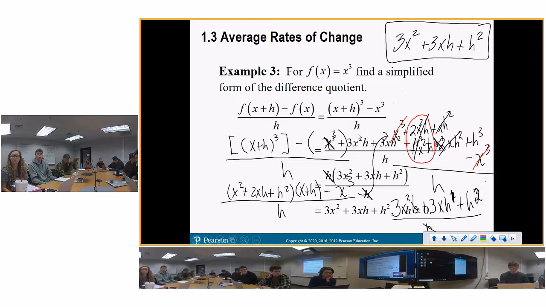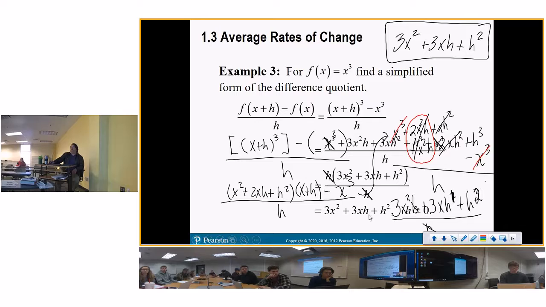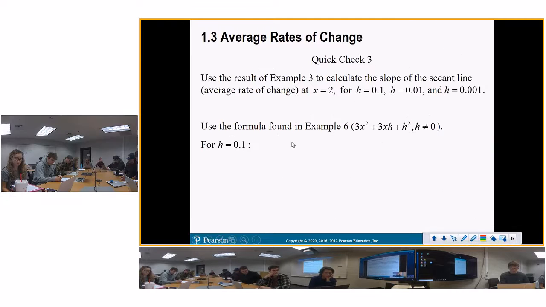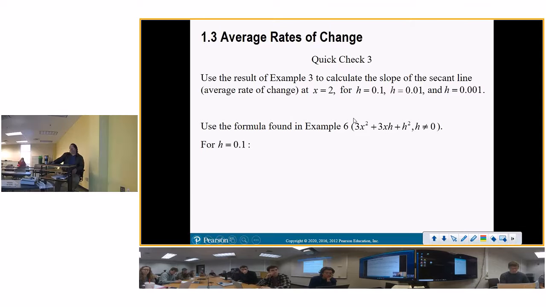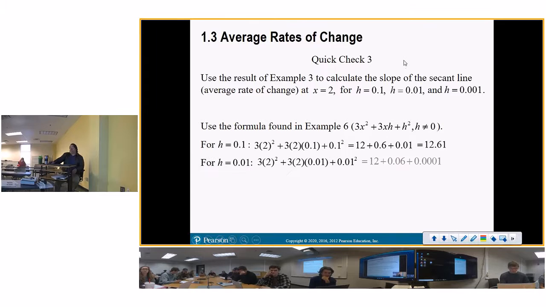There's the answer: 3x squared plus 3xh plus h squared. And we're going to bypass this because we're not ready for plug and chug. I don't want to do that yet. I want everybody to be able to do the derivative.